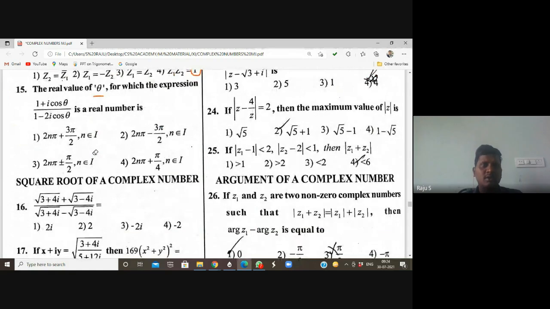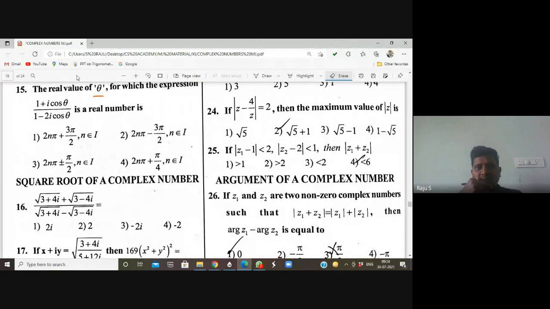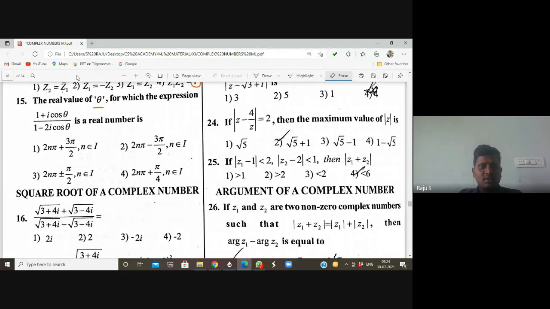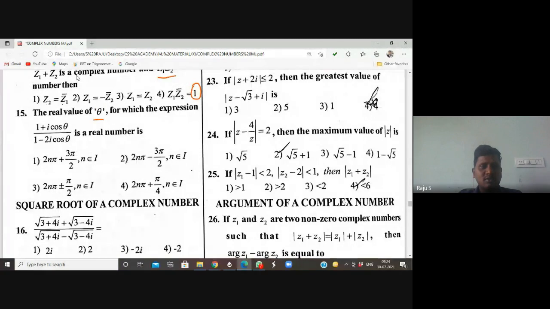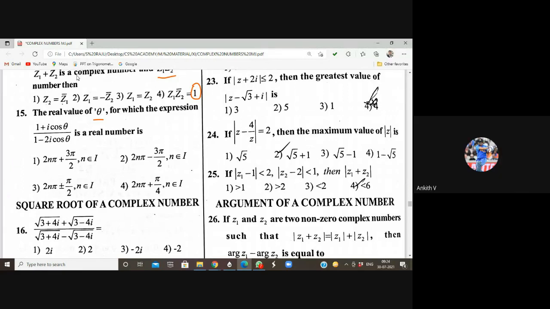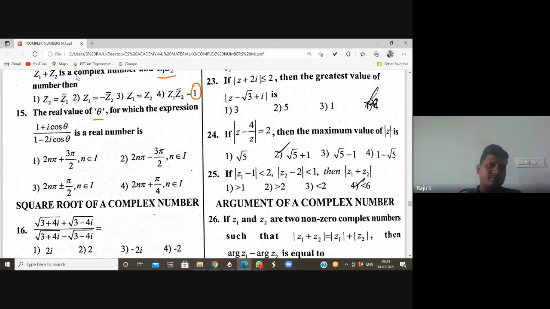Okay, right. Next, 15th question. The real value of theta for which the expression 1 plus iota cos theta by 1 minus 2 iota cos theta is a real number is. Real number is nothing but substitution. If n equal to 0, then we verify options and get the answer.